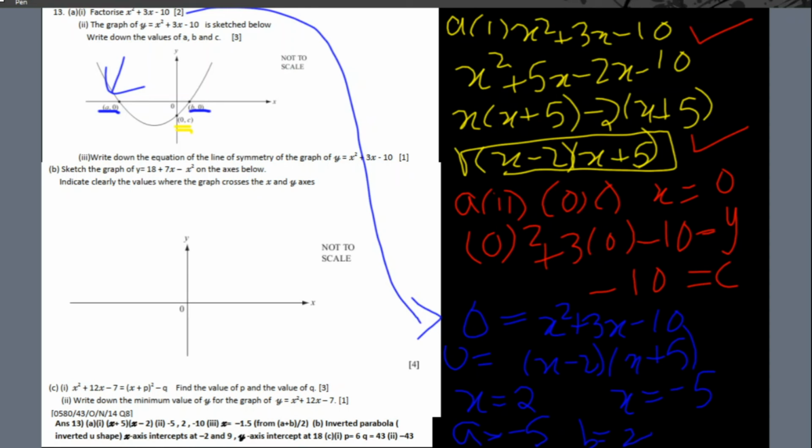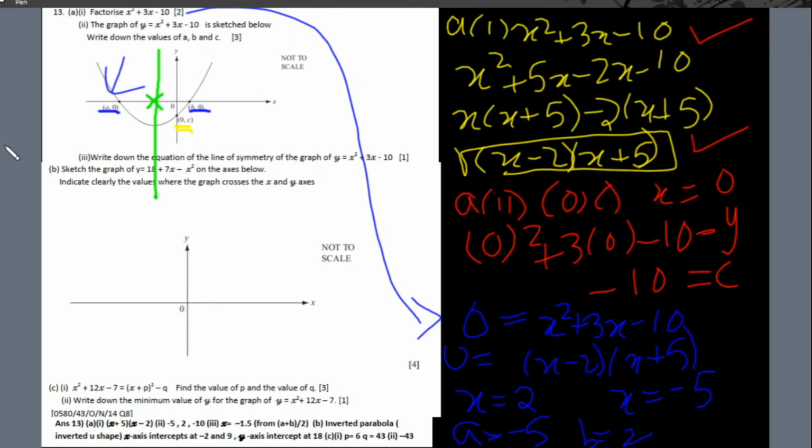And next it says write down the equation of line of symmetry of this graph. So line of symmetry is the line that passes exactly through the middle, and let's say if this value was, let's say, minus 3, then the line of symmetry would have been x equals minus 3. So we need to find this middle value.